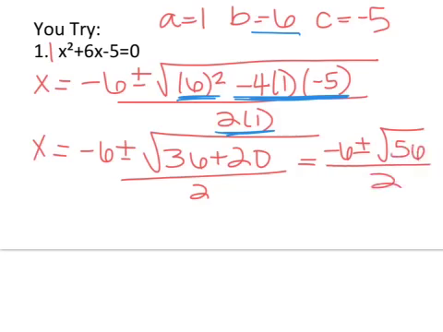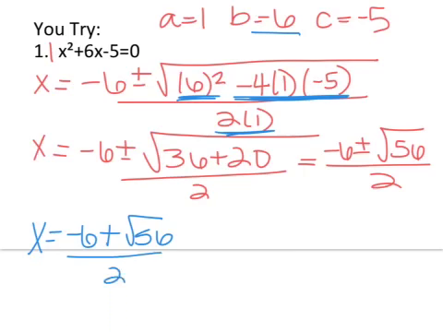If you put the square root of 56 in the calculator, it will not come out evenly. You will get a decimal. So for right now, you're allowed to leave your answers as decimals. So you should have x equals -6 plus the square root of 56 in the calculator. Hit equals, then hit divide by 2.